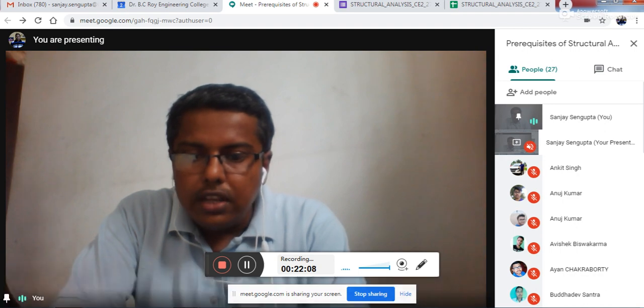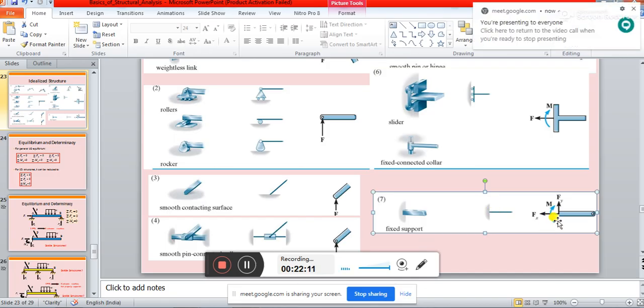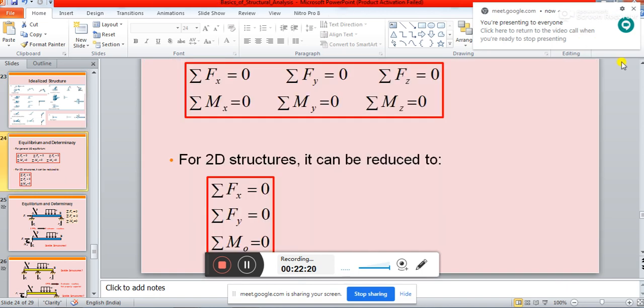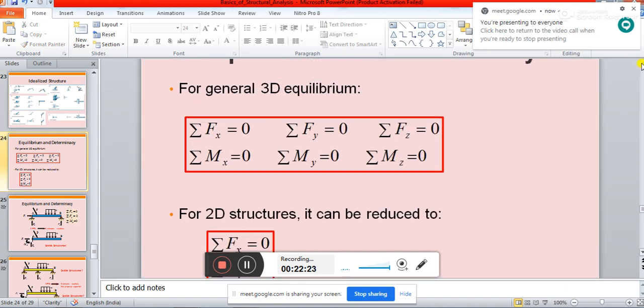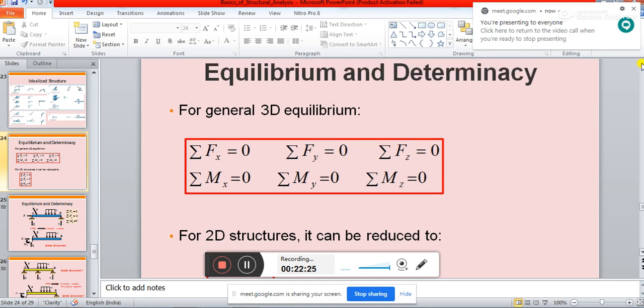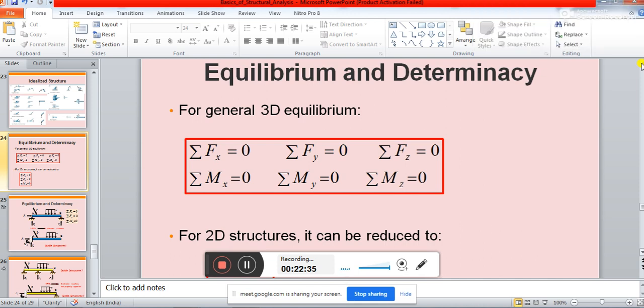So, all the 3 reactions you will be getting in case of idealizing a fixed support. Now, next coming to equilibrium, I think Ankita madam has already spoken about equilibrium and determinacy, but I will just tell you briefly about equilibrium and determinacy. When you talk about equilibrium and determinacy, for a general 3D equilibrium, what are you going to get?